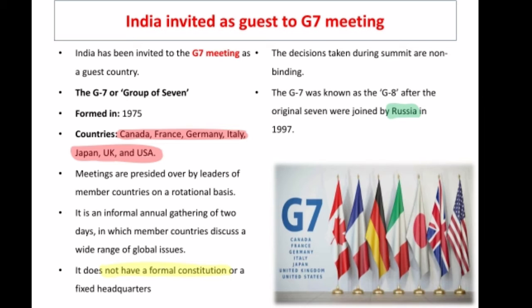So if one country is favoring or not favoring the decision of the G7 meeting leaders, it does not affect any other country, even if they neglect the decisions. The G7 was previously known as the G8 because Russia was involved in it. Russia joined in 1997. Then in 2014, Russia withdrew from the G7 meeting. It is only the G7 from now on.